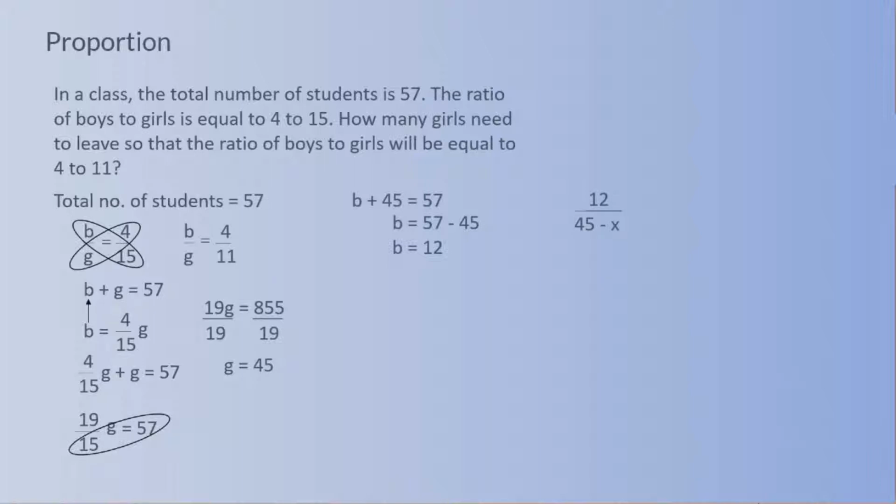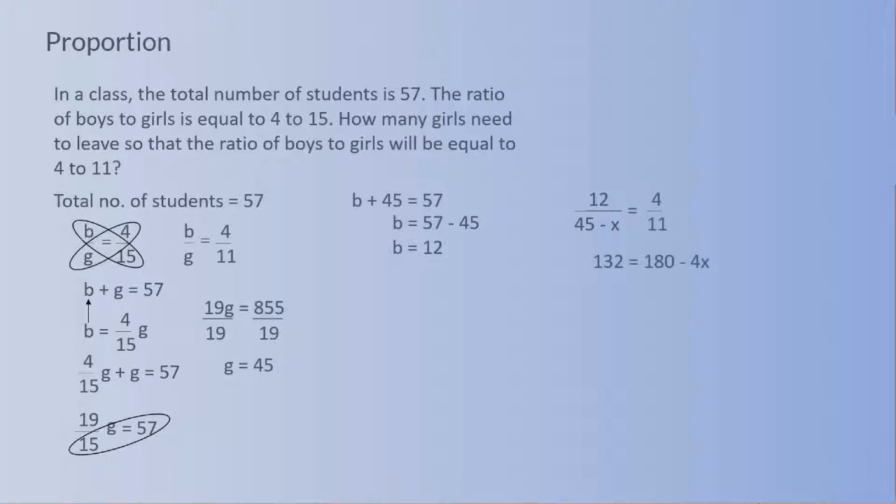Now, why did we put minus x to the ratio 12 over 45? As the question goes, we need to know the number of girls that need to leave, right? So, subtracting x to the total number of girls in the class, we will be able to find the answer. Again, 12 over 45 minus x equal to the new ratio, which is 4 over 11.